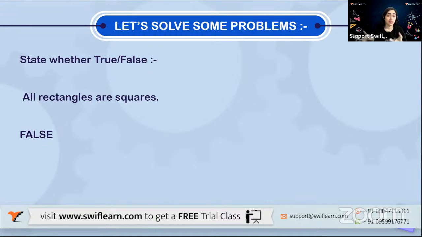All the squares can be rectangles, because we say a square is a rectangle, right? Whereas a rectangle cannot be a square, because in a rectangle, opposite sides are equal, not all the sides are equal. Okay, moving on to the next question.